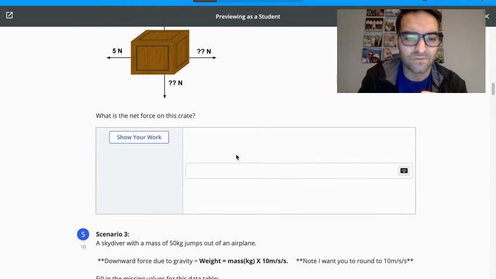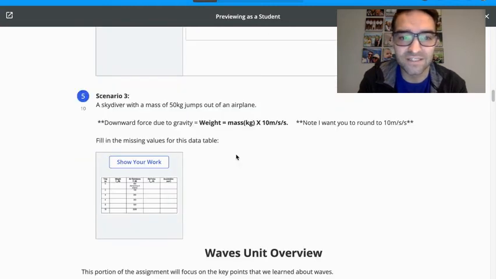All right, now we're looking at a different scenario where we're looking at this skydiver. So the skydiver has a mass of 50 kilograms. That's going to be important. And we know a downward force.